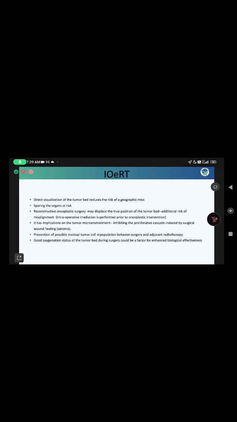And one more advantage is that during the surgery, we all know that radiobiologically oxygenated tissues respond better to radiation. So post-op, because of the clipping of the vessels and all those things, the tumor bed will have lesser oxygenation. So the effect of external radiation will be less when compared to during the surgery. A well oxygenated tissue will respond better to radiation. These are the factors which give a better advantage to intraoperative radiation compared to external beam radiation in the later part of the treatment.